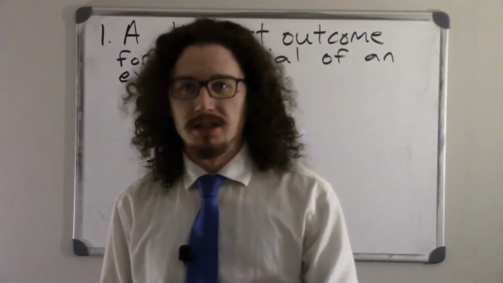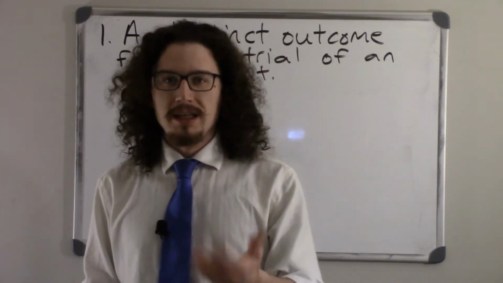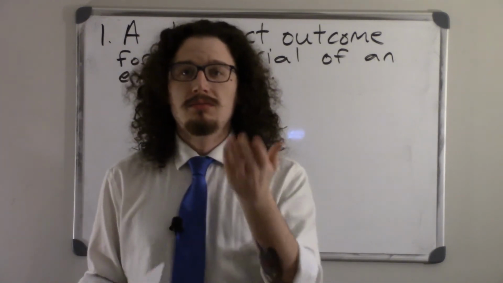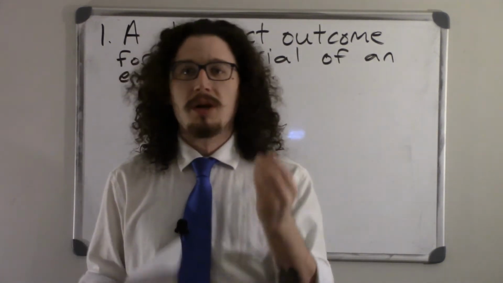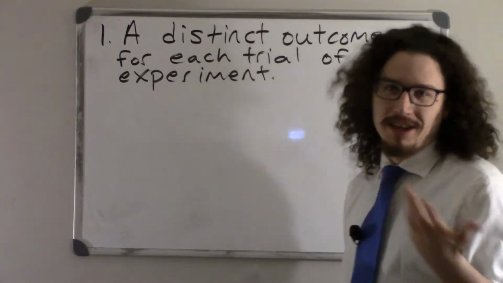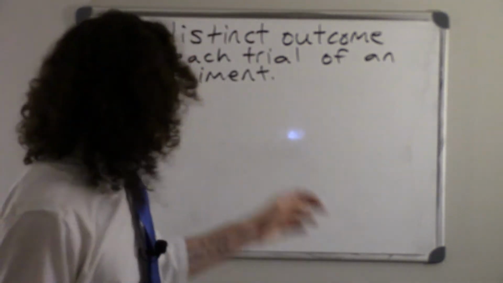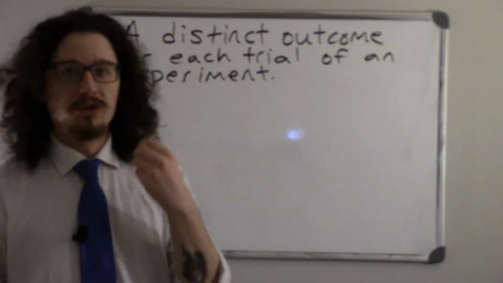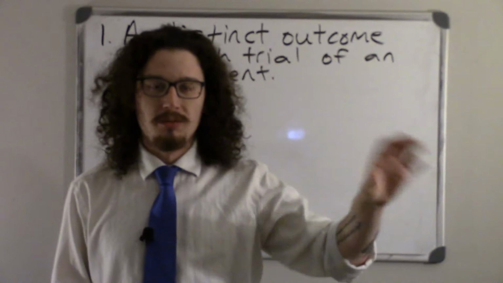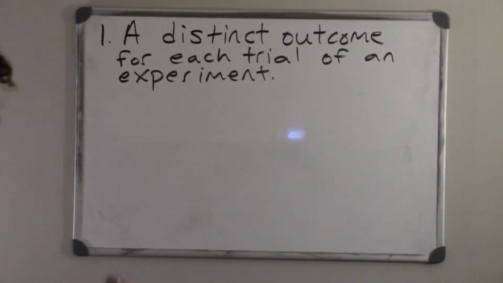So we conduct this experiment, we do whatever it is that we're going to do, right? We need to get a single, particular outcome. There needs to be a distinct outcome, right? You need to be able to say this is the outcome. It shouldn't be ambiguous or anything like that, all right? So we should have that distinct outcome.